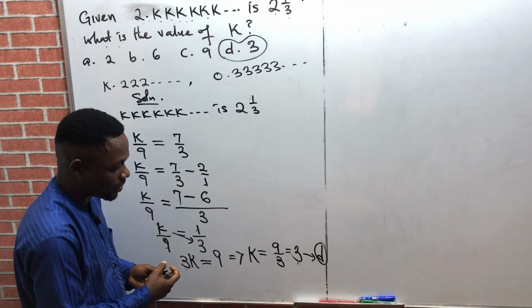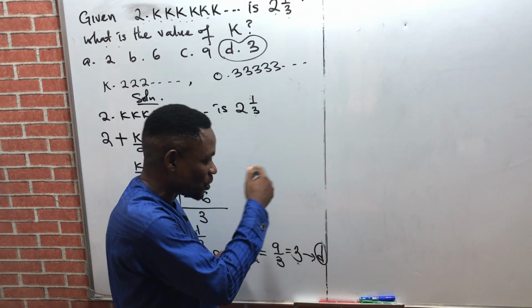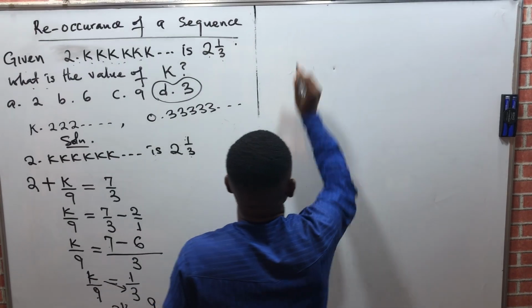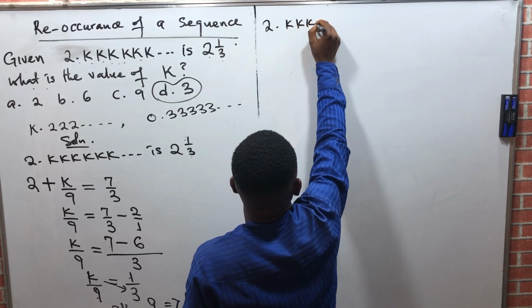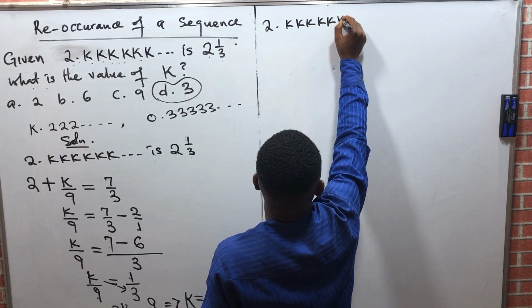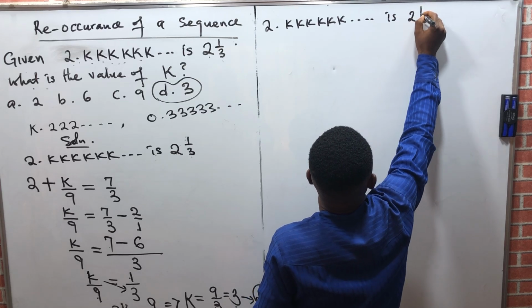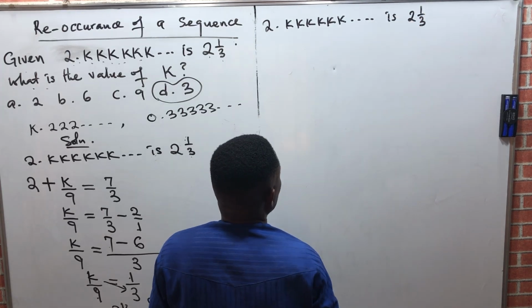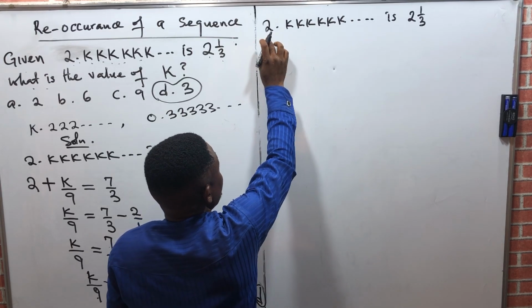Now, let us try with the normal method and know whether it will still give us the same answer. I want you to observe this. The question is 2.kkkkk, and is 2 whole number 1 over 3. Now, the formula to apply in solving this kind of problem, I want you to watch it.